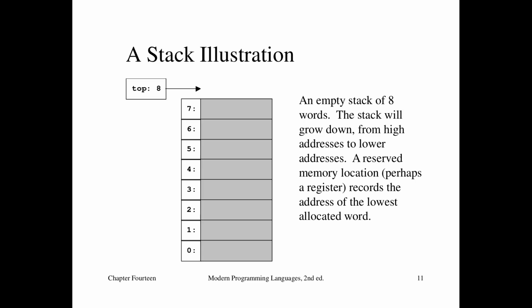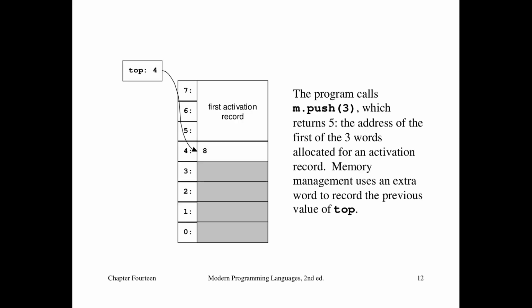So basically, if we have our stack, the top of the stack is index 8, and the bottom of the stack is, of course, index 0. So if we have an empty stack of 8 words, words is a typical definition for the size of memory in a memory register, if we recall from our course on architecture. The stack will grow down from high addresses to lower addresses, and a reserved memory location, perhaps a register, records the address of the lowest allocated word. So we think about this, right?